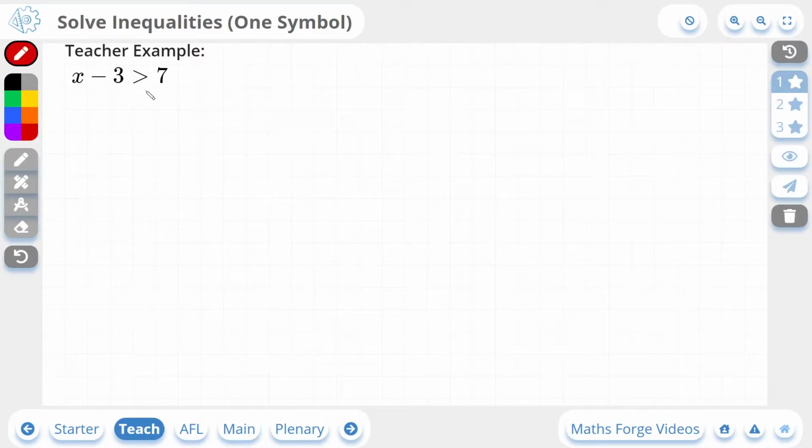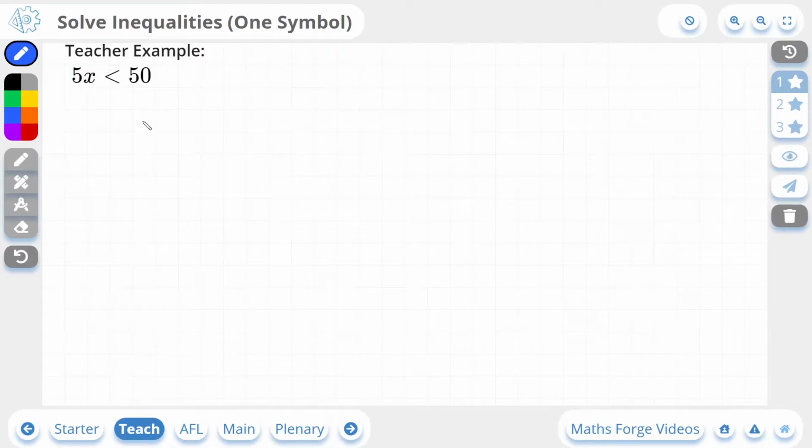To get rid of this minus 3, we're going to add 3 to both sides. So we're going to add 3 to the left-hand side and add 3 to the right-hand side. This will leave us with x is greater than, notice how the symbol stays the same, 10. Because of course 7 plus 3 is 10. And this is our solution. If we check our answer, there it is.